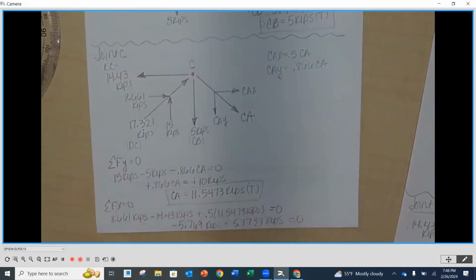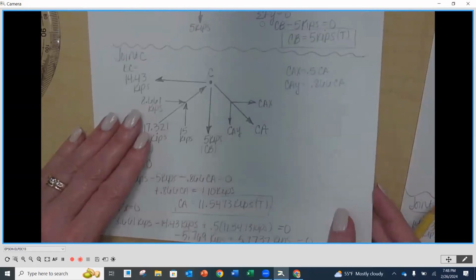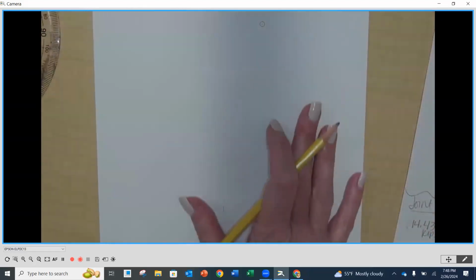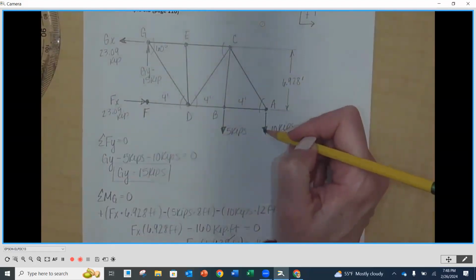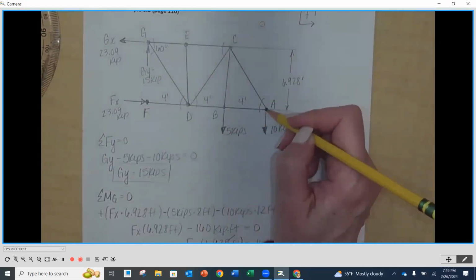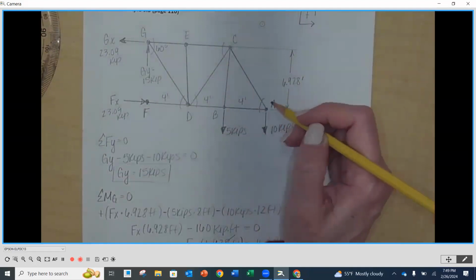Okay. So now we're ready to go to our last joint, A. And our hope is everything is known and everything equals zero. So let's go ahead and draw our last joint, A. And if we go back to our original diagram, A has the 10 kips coming down. So we have to include that in that direction. There's a connection over to B and a connection up to C.